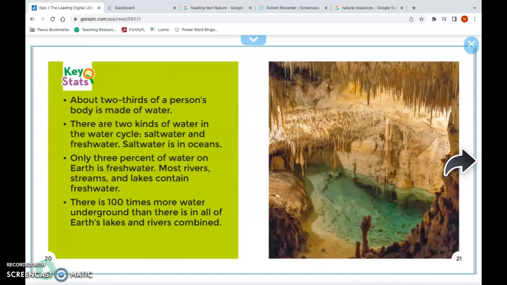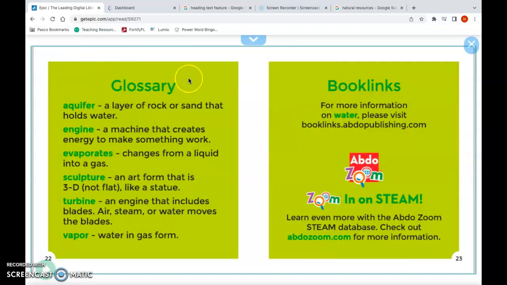And here we are at the end. Here are some key stats that have to do with our book. Here's another one of our text features, the glossary. Here are some of those words that we found within our text that maybe we didn't know before, but we can always go back into the glossary to find the definition.